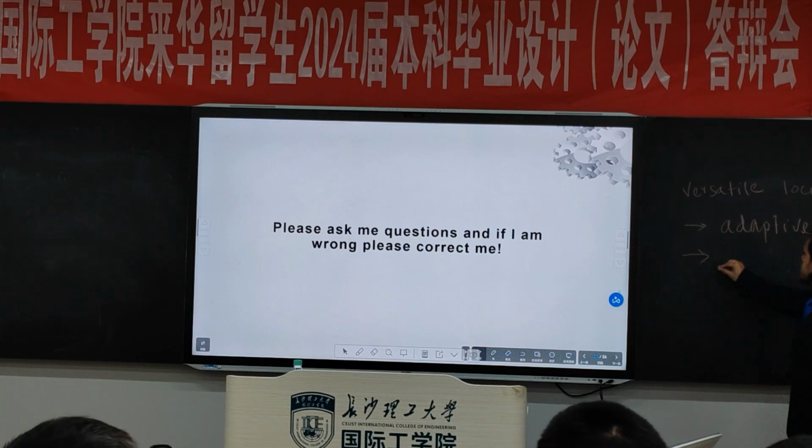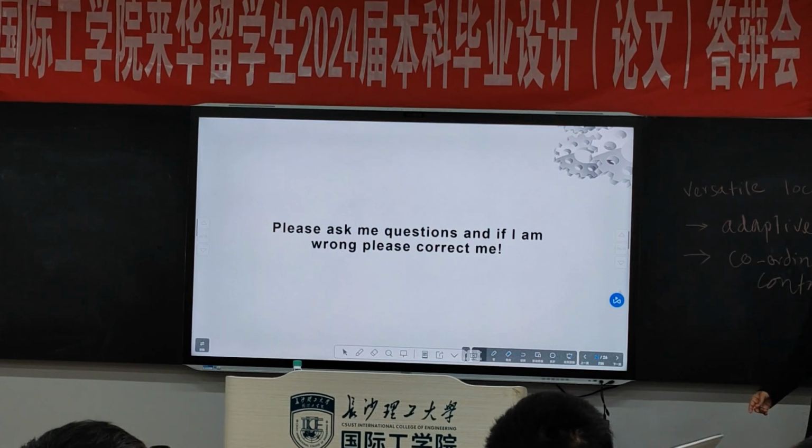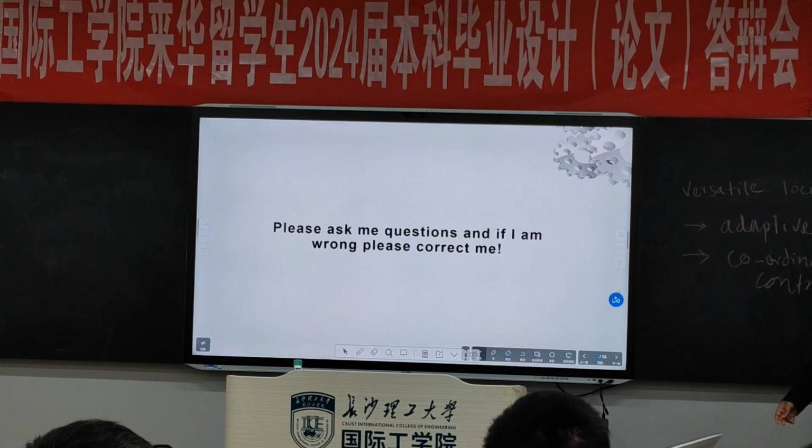Then 2, coordinating control system. The snake has a lot of body parts, so they need to coordinate with each other, and the control system must be separate for each part, like our body. Our hands, body and legs are very coordinated with our main body system, our brain and everything. So a coordinating control system is very important in a robot, not only the snake robot, but also other robots.